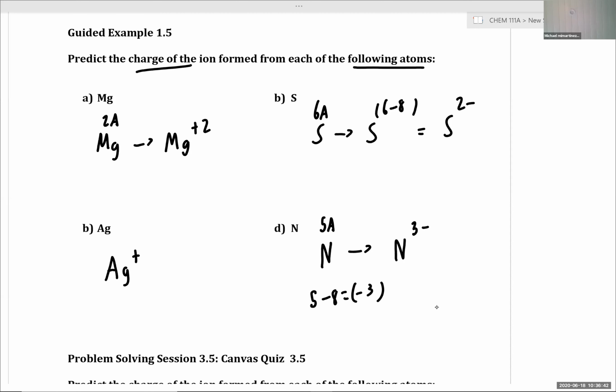Does that make sense? For now, we're stuck using these charge prediction rules because this is critical to beginning to write out and put together the formulas for ionic compounds. Did that address your question?